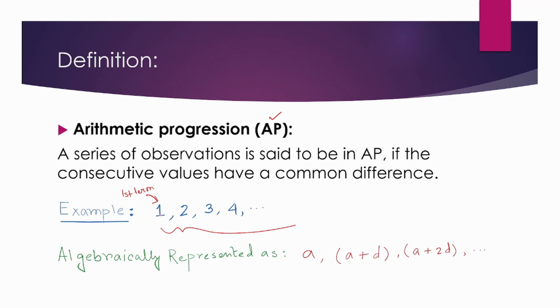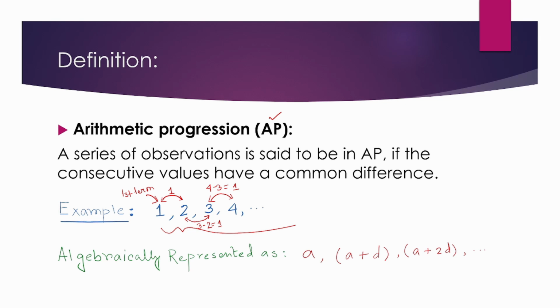So we start with 1 and you can see that there is a common difference of 1, right? If you just subtract 1 from 2, we will get 1. Again, if we subtract 2 from 3, here also we get a common difference of 1. Again, if we subtract 3 from 4, we would be getting a common difference of 1. So a series of observation which has a common difference between the consecutive values, we call that series an arithmetic progression.